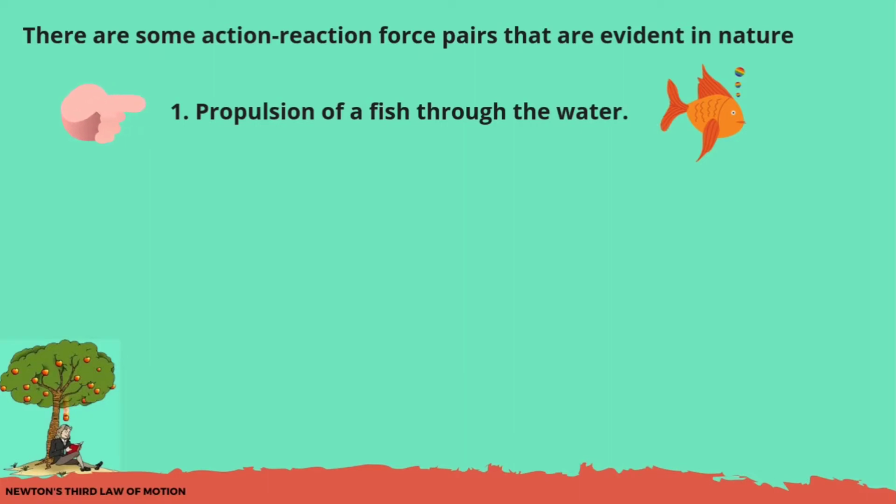The size of the force on the water equals the size of the force on the fish, and the direction of the force on the water, which is backwards, is opposite to the direction of the force on the fish, which is forward. For every action, there is an equal in size or in magnitude and opposite in direction. So for every action, there is an equal and opposite reaction force. Action-reaction force pairs make it possible for fishes to swim.